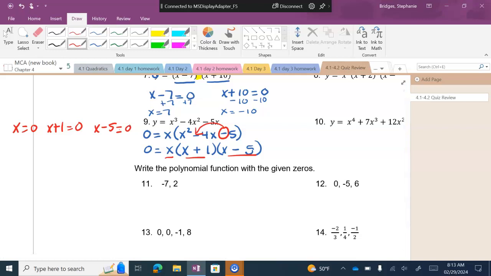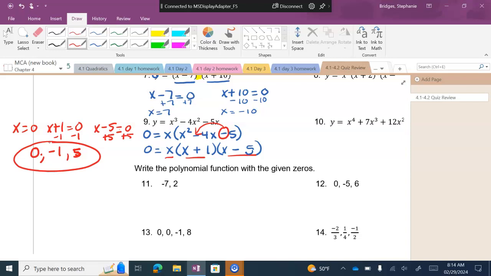What is the first one going to be? 0. And then if I solve the second one, it's going to be -1. And then if I solve that third one, it is 5. So my 3 zeros for that one are going to be 0, -1, and 5. Don't have to write multiplicity because they didn't happen more than once. Are we okay with that?